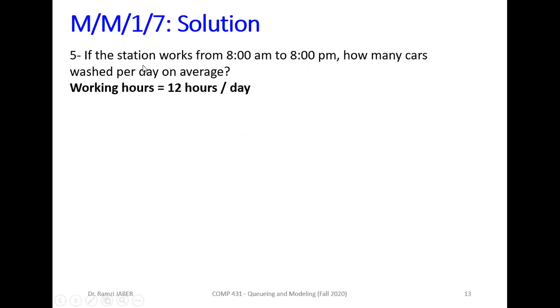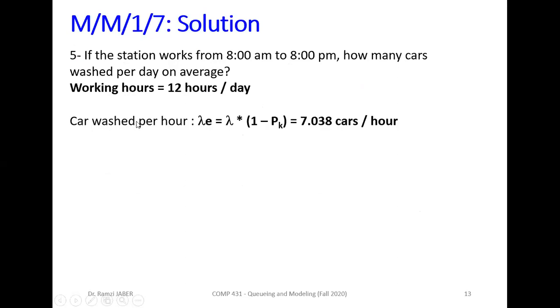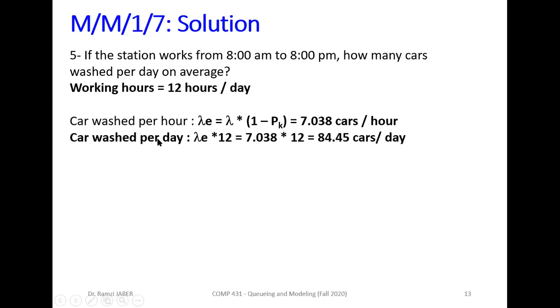Now the question will be: if the station works from 8 a.m. to 8 p.m., how many cars are washed per day on average? So working hours per day is 12 hours. Cars washed per hour will be lambda E equals lambda times 1 minus Pk, already calculated, 7.0 cars per hour. This is cars washed per hour. Cars washed per day, times 12, will be 84 cars per day.